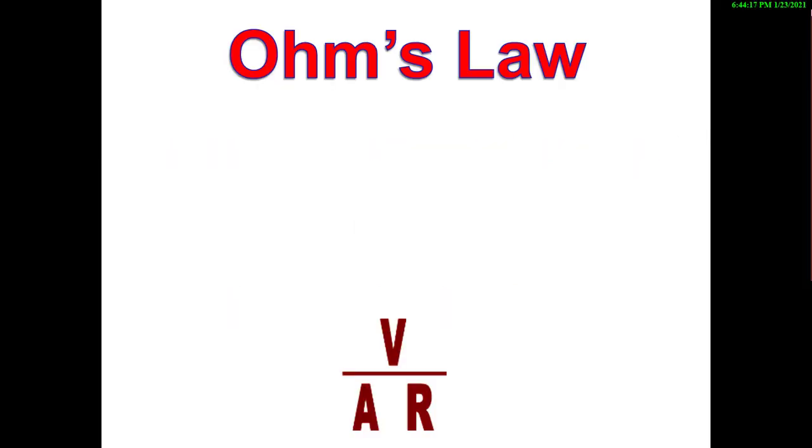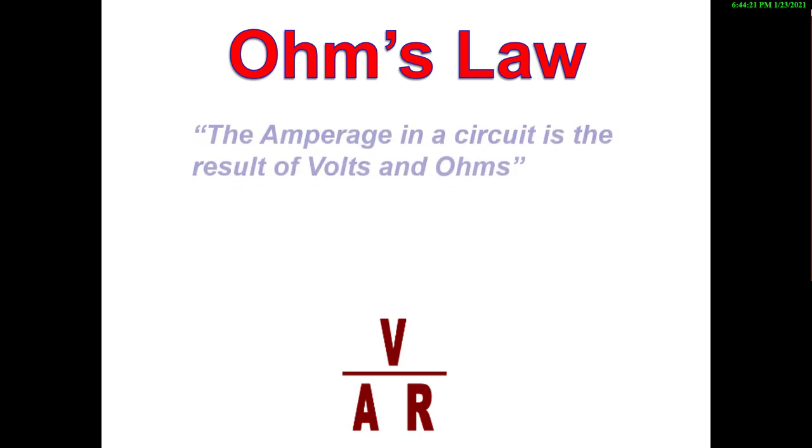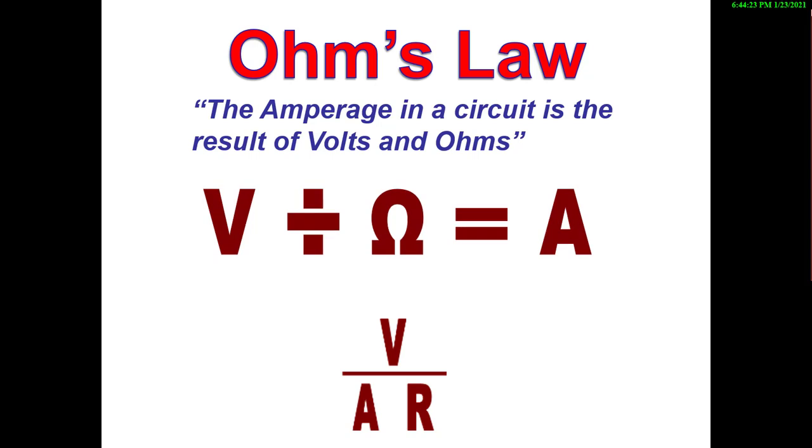So as a review, we'll discuss Ohm's law one more time just to refresh it. The amperage in a circuit is the result of volts and ohms. So once again, in order to get my amperage, I have to divide the ohms in the circuit into the volts. Now, obviously, Ohm's law can be switched around if we know the other two values through basic algebra. But once again, I want to find my amps, right? My amperage is the key. I want to find out how much current I have.